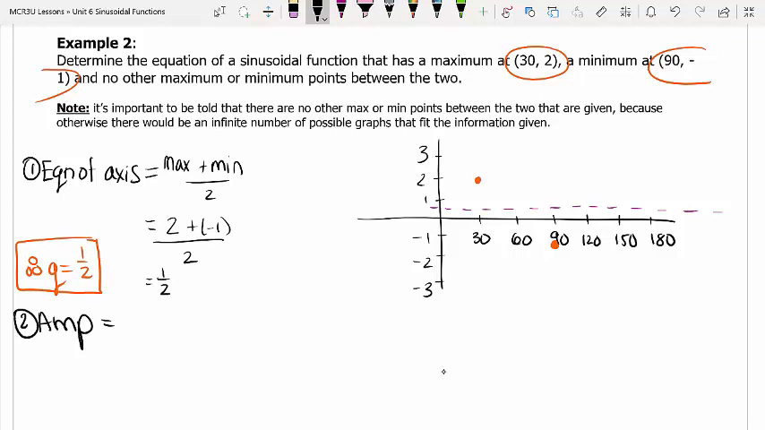So our amplitude is the distance between either the max or the min point and that equation of the axis, that dotted line. So I'm going to use my maximum, which is at 2, and find the difference between 2 and the axis of the curve. Okay, so we're going to get 3 over 2 as our amplitude. And why is that important? Well, we learned that the amplitude of the graph is the same as the absolute value of the a value in the equation.